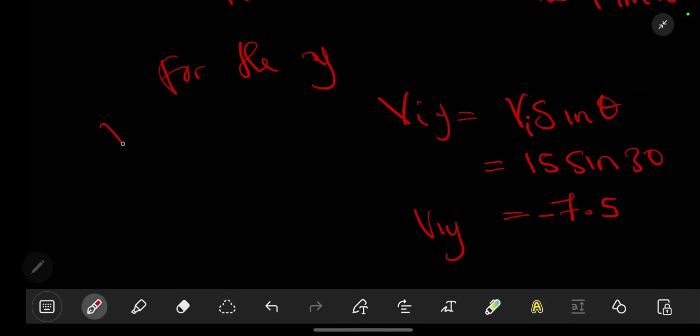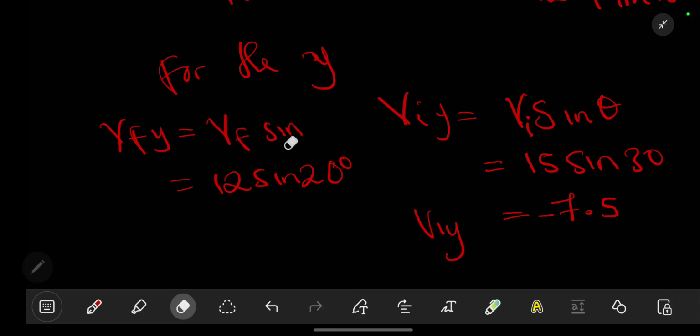The v final in the y should be equal to v2, v final sine of the theta. So it is 12 sine of the theta is 20, not that theta, but this one.